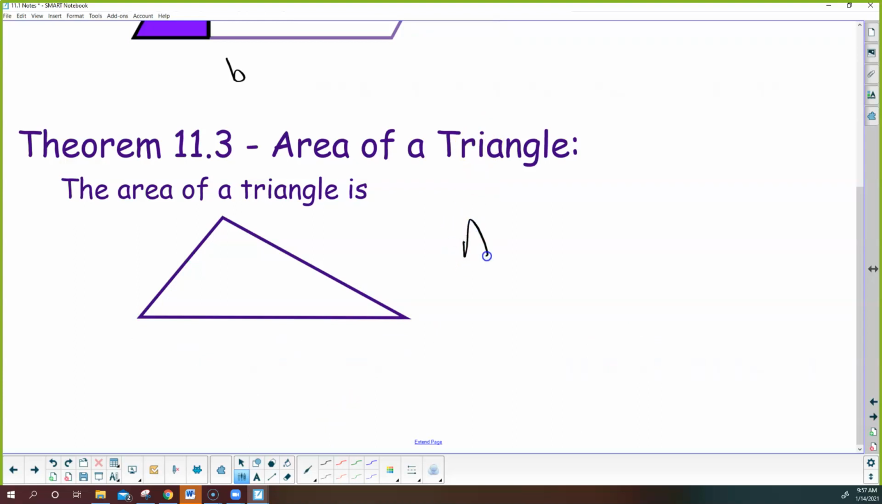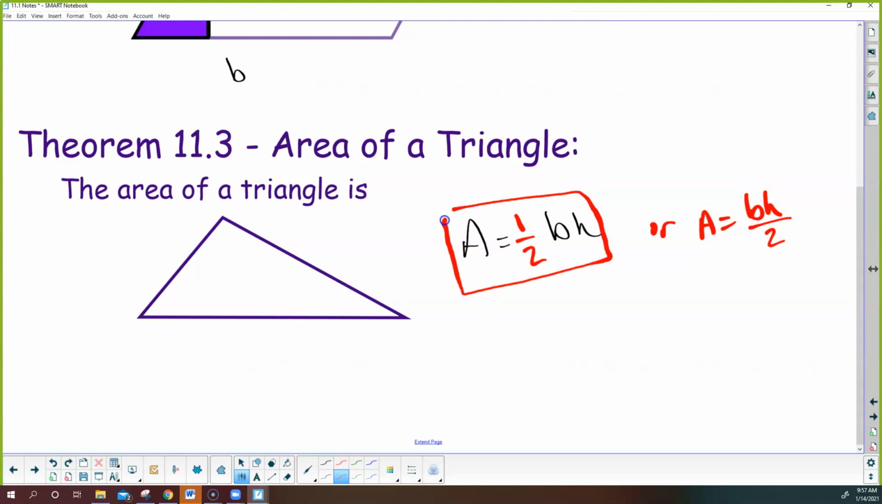And that's where my brain thinks, okay, if I had base times height, but then I cut that in half, that's the area of the triangle. Now, I will mention a lot of students are used to saying base times height divided by 2. Both of these are the same. They're equivalent. You can use either one. I would prefer this one. And the reason why is if I give you the area and we're working backwards, students do better with the 1/2 written this way versus the divide by 2. But it doesn't matter, whichever you're comfortable with.